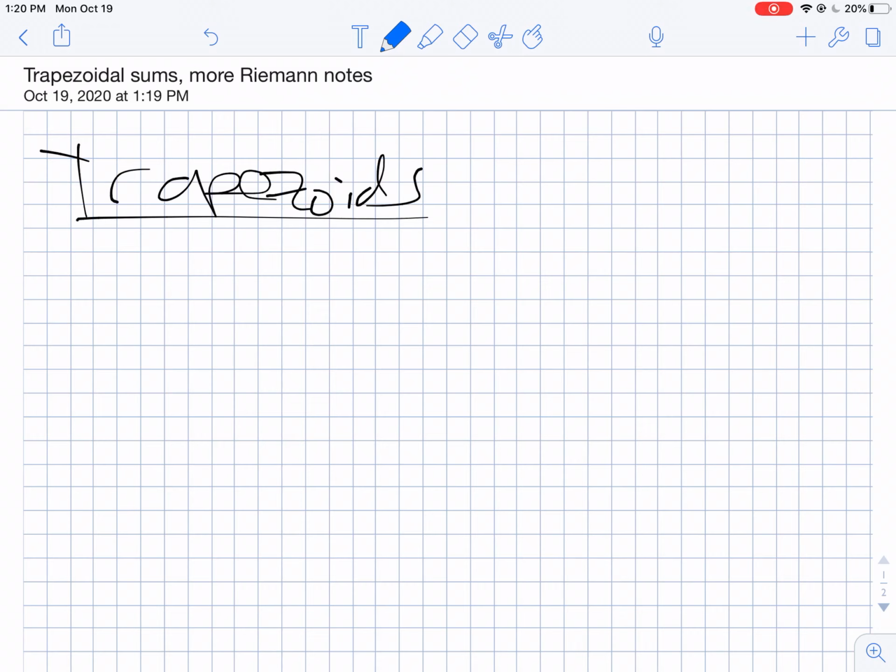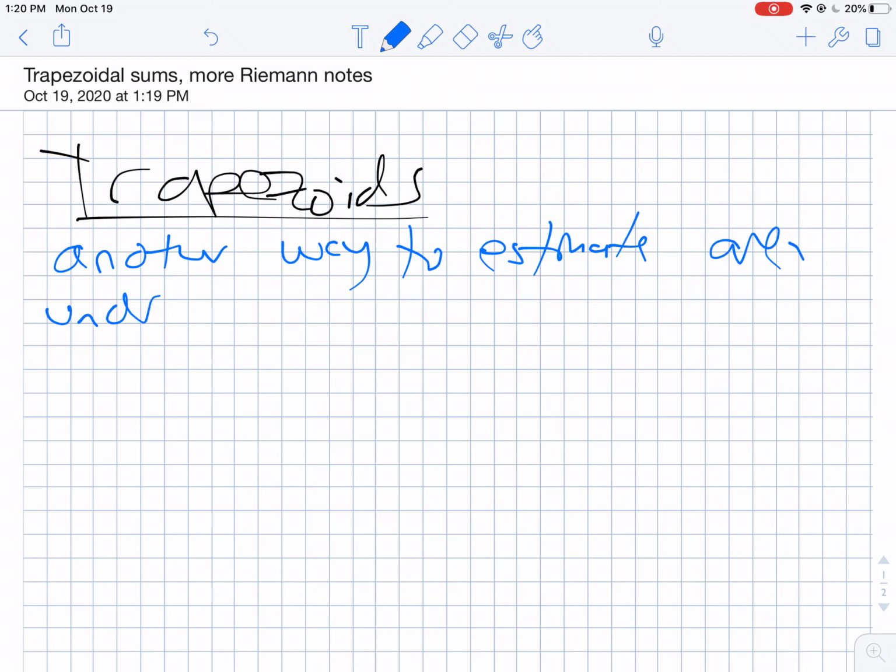Hello everyone, so I'm here for a short lesson on trapezoids and trapezoidal sums. So basically what trapezoids are is they are another way that you can estimate the area. One thing they let us do is take an average of the left and the right Riemann sums. And of course we're talking about an area under a curve.